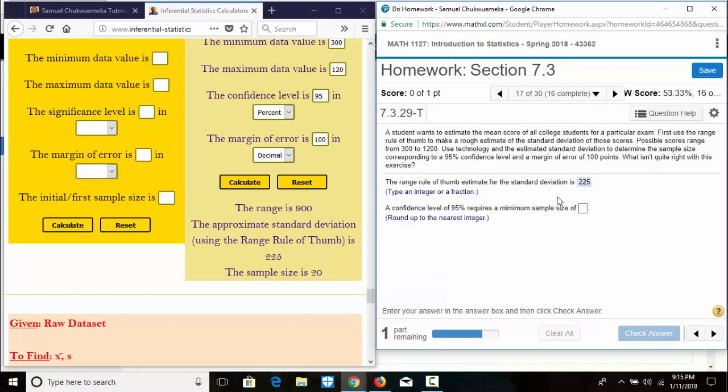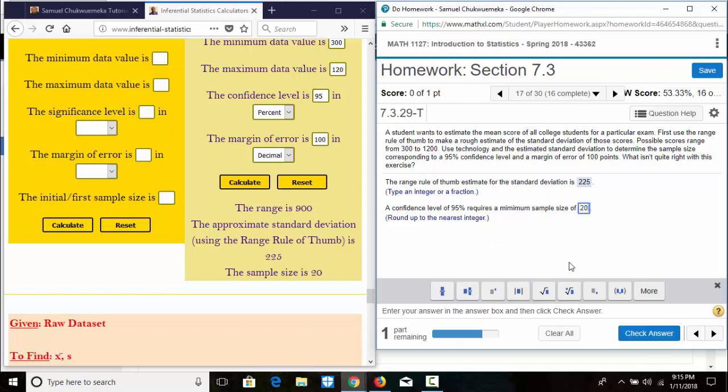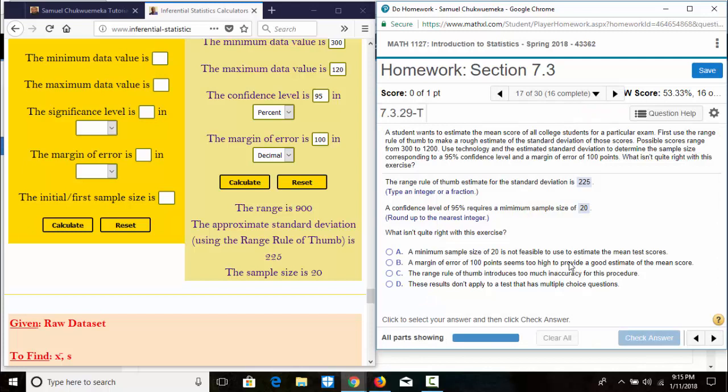A confidence level of 95% requires a minimum sample size of 20. What isn't quite right with this exercise? A, a minimum sample size of 20 is not feasible to use to estimate the mean test scores. That's correct. B, a margin of error of 100 points seems too high to provide a good estimate of the mean score. That is also correct.